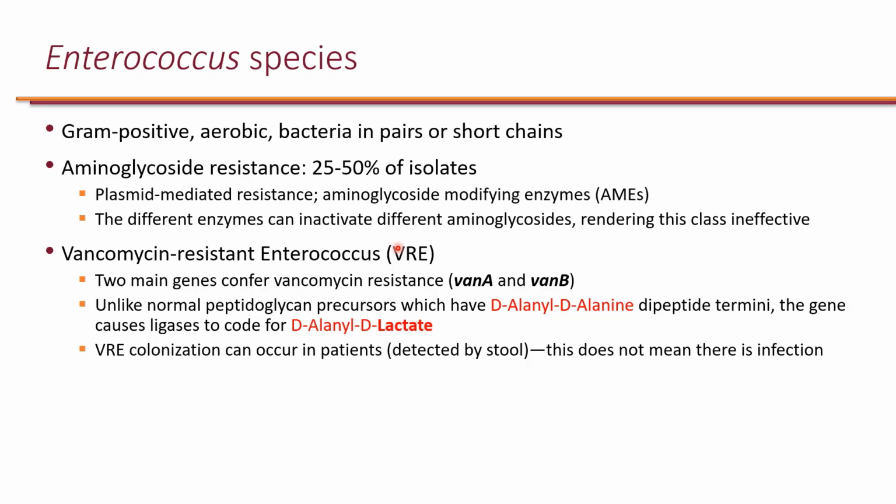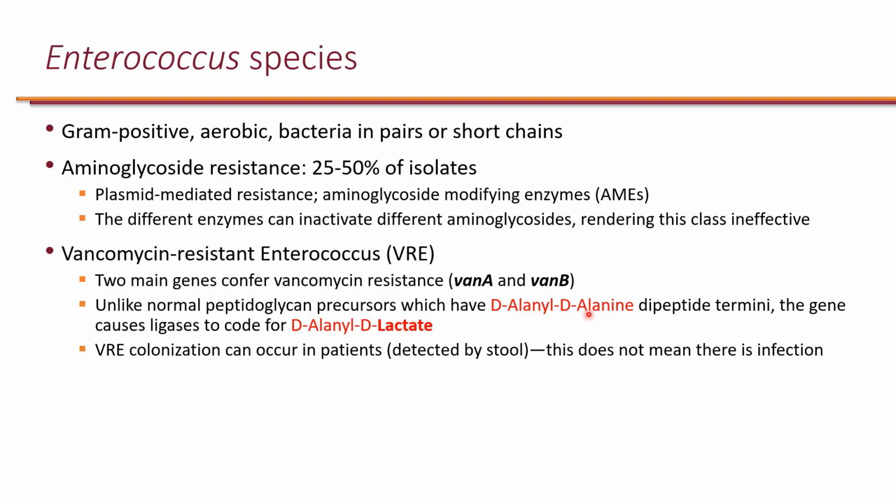Enterococcus species, which are gram-positive, can develop resistance to aminoglycoside in 25 to 50% of the isolates. And these are basically plasmid-mediated resistance that are aminoglycoside modifying enzymes. And of course, there is vancomycin-resistant enterococcus, or VRE, and there are two main genes that make VRE, so VanA and VanB, both of which can be identified with rapid diagnostic tests.